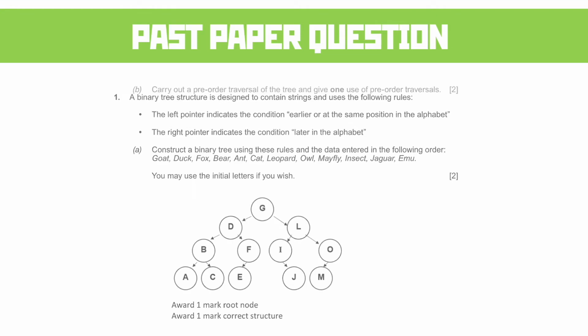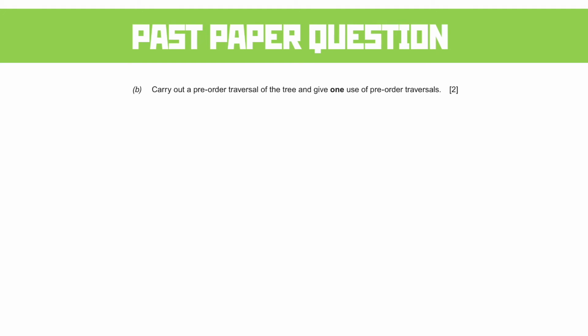Part B, carry out pre-order traversal and give one use of it. Well, you remember that pre-order traversal allows us to go on the left-hand nodes first of all, writing the nodes down as we encounter them. This gives us G, D, B, A, C, F, E, L, I, J, O, M.